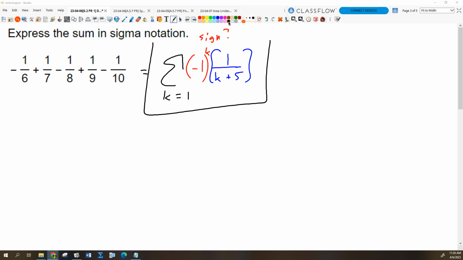So there's our answer right there. Make sense? And I could just put the -1 to the k in the numerator if I want to. That's fine. Okay, everybody see that?